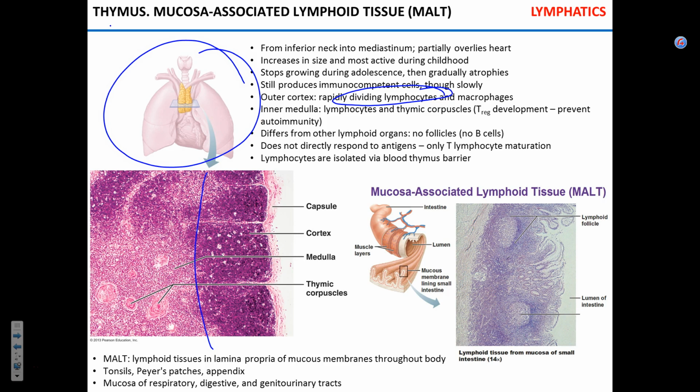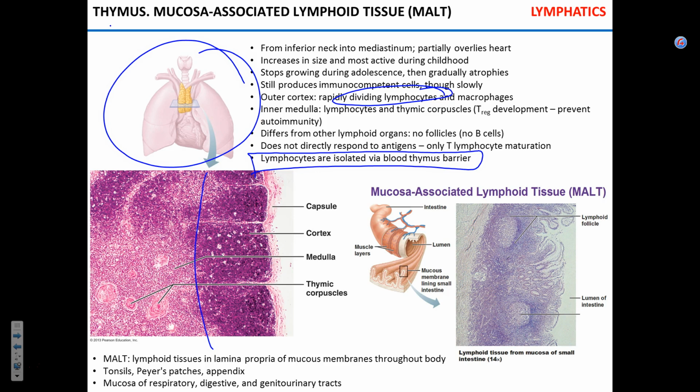Does that make sense? So that's the time when T cells basically get exposed to self-antigens, learning what the self-antigens are. This is why the thymus is separated from the circulation by the blood-thymus barrier. Why is it so important?